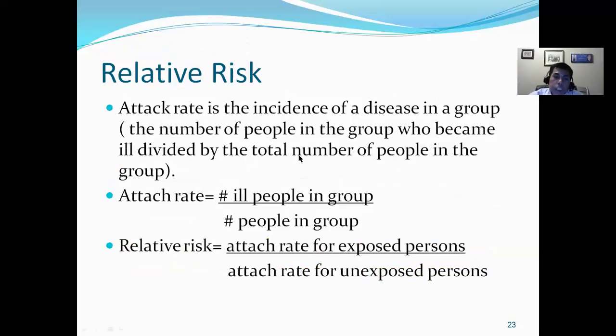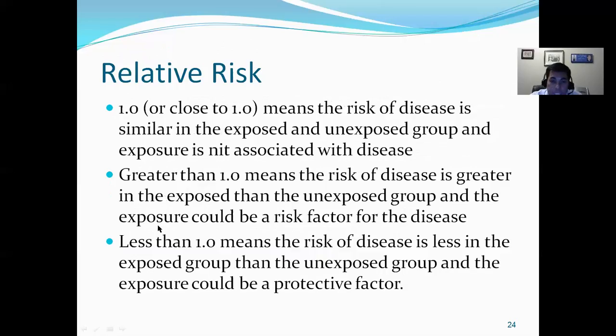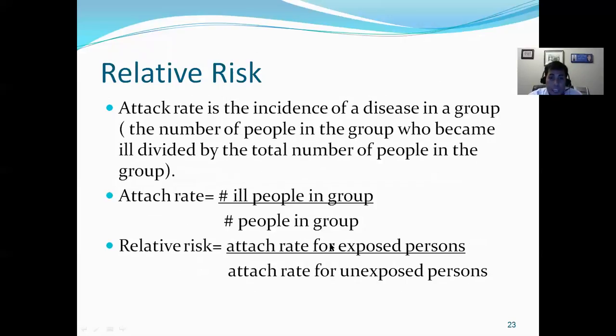So how do we calculate then the attack rate? Well, the attack rate is the incidence of disease in a group, where the number of people in the group who became ill is divided by the total number of people in the group. So right here, attack rate is the number of ill people in the group divided by the number of people in that group. The relative risk, by the way, is the attack rate for the exposed and the attack rate for the non-exposed. Because remember, it is still a ratio.